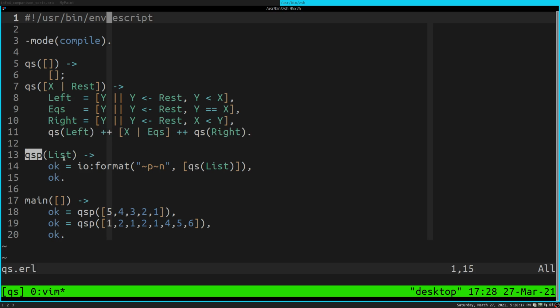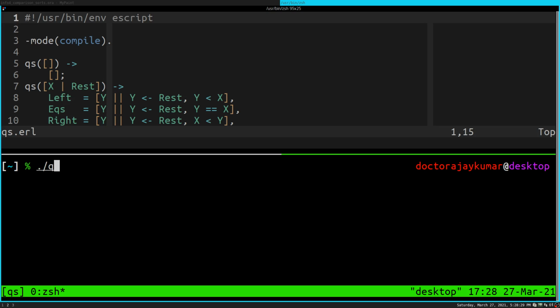And then QSP quicksorts the input list and then prints it. And then main, so we're just going to test it on a couple of input lists. And let's just run it. There it goes, it sorts the lists.